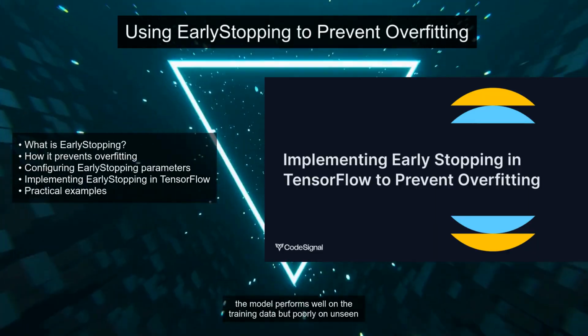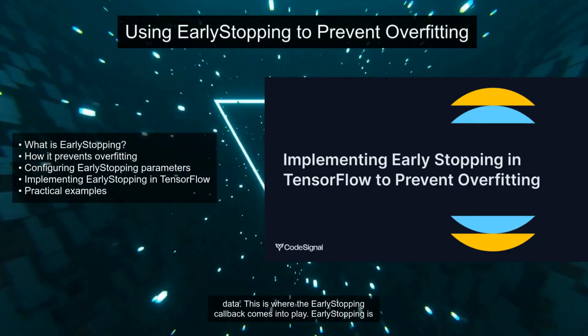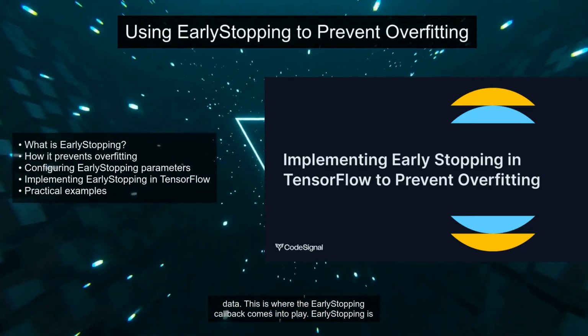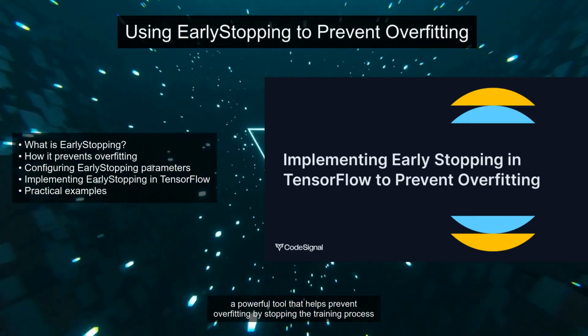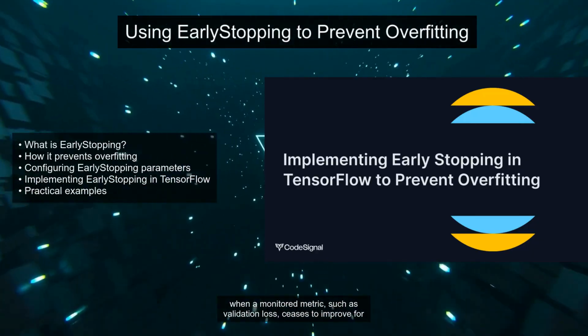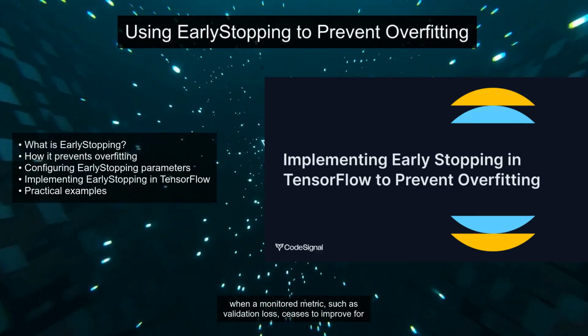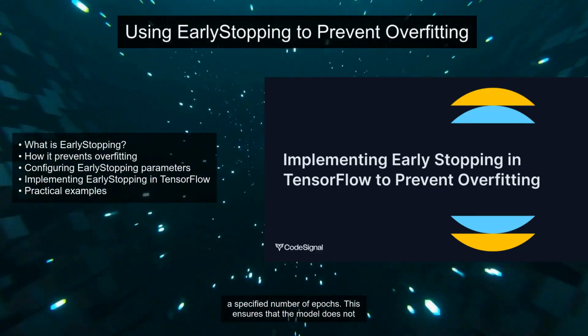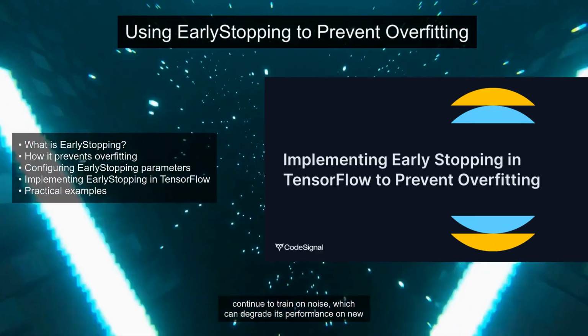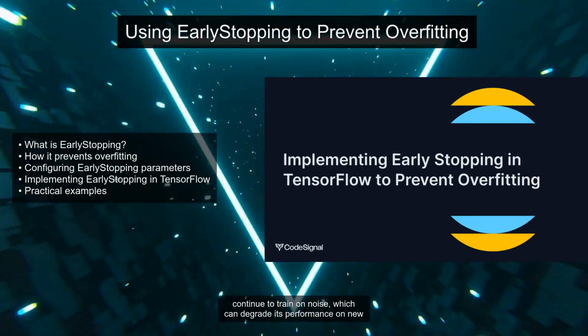One of the most common challenges in model training is overfitting, where the model performs well on the training data but poorly on unseen data. This is where the early stopping callback comes into play. Early stopping is a powerful tool that helps prevent overfitting by stopping the training process when a monitored metric, such as validation loss, ceases to improve for a specified number of epochs. This ensures that the model does not continue to train on noise, which can degrade its performance on new data.